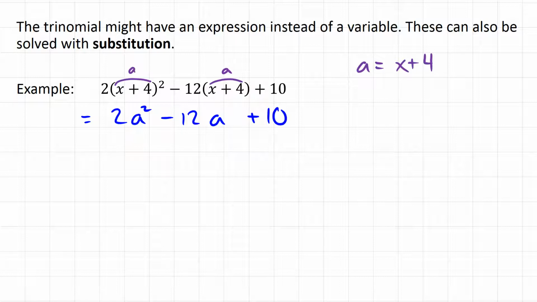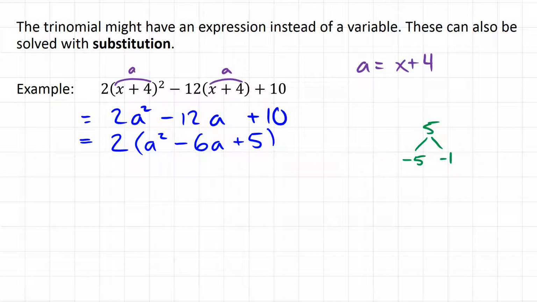And now this looks like something we might be able to solve because it has a greatest common factor. So I factor out 2 and I'm left with a squared minus 6a plus 5. And now I'm going to get to finding factors of 5 that add to negative 6. So that would be negative 5 and negative 1, multiplied to positive 5 and add to negative 6. So that's going to be 2 times a minus 5 and a minus 1.